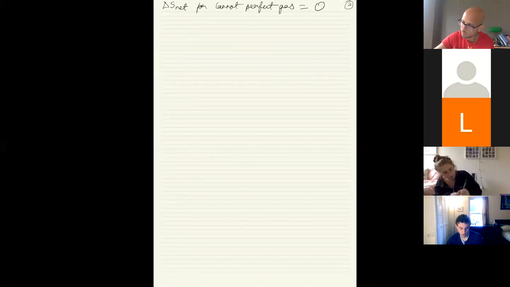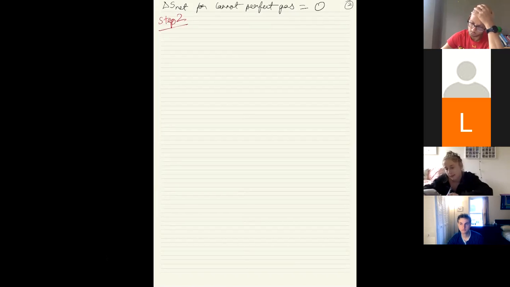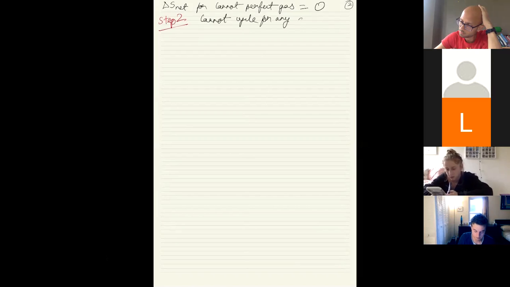Now we have to go to step 2 of the 3-step program, which is quite interesting, I think, which is to show that the Carnot cycle for any gas has delta S equal to 0.